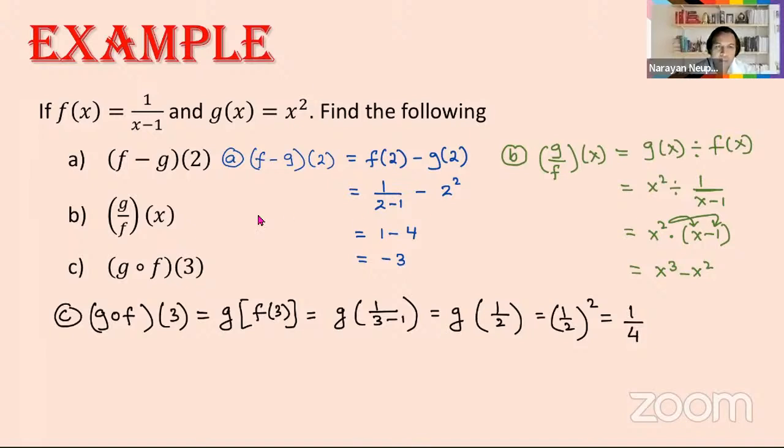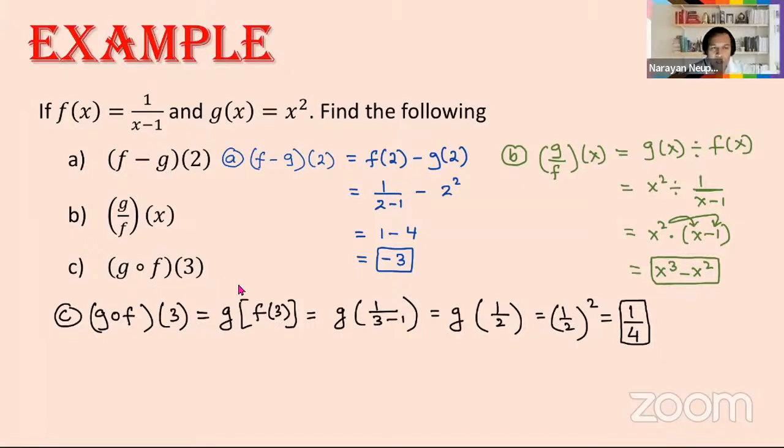So you can clearly see in the first one, we are asked to evaluate the difference. So we compute f of 2 minus g of 2, and we got -3 for the first one. In the second one, it was a function divided by the other function. And we use the simple concept of the division of fractions to get the result x cubed minus x squared in part B. And in part C, it is just plugging in the value in that composition, and we obtain 1/4 as the answer. So this is one way to deal with the composition and operation of functions.